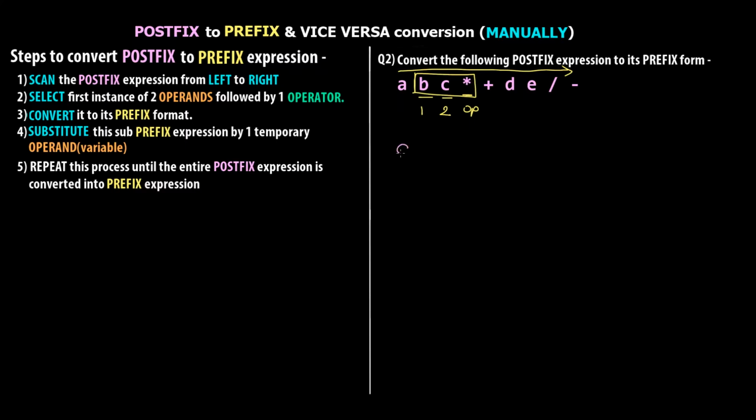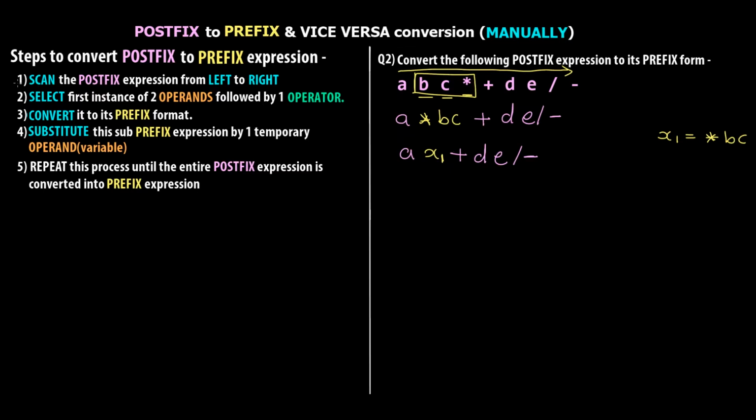write it down. I will write A as it is because BC star is supposed to be converted to its prefix format. I'll say star BC. Again, everything else is going to be as it is, plus DE divide by and minus. So now what we have to do, we have to take star BC and make x1 as star BC. So take a temporary variable. Let me write it a little further. We will say x1 is equal to star BC. Okay. So now the expression will become A x1 plus DE divided by minus.